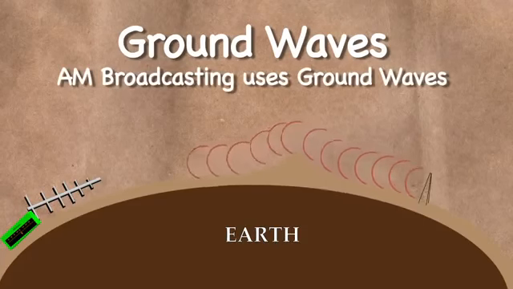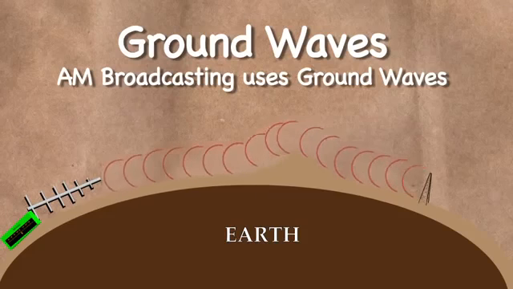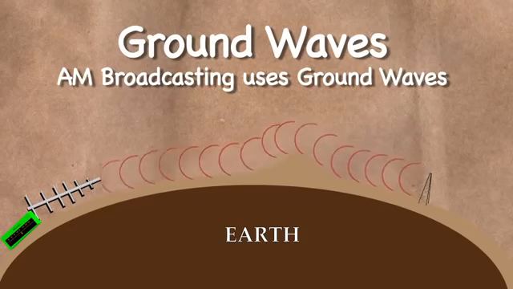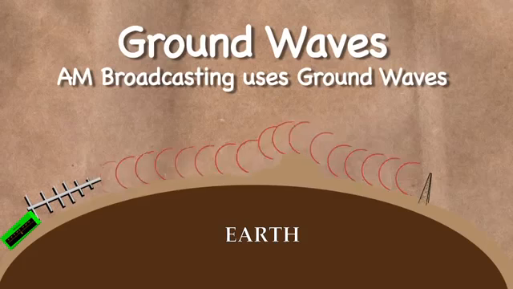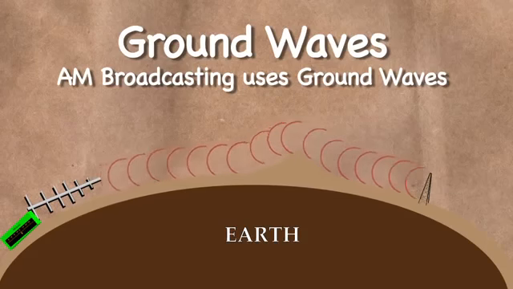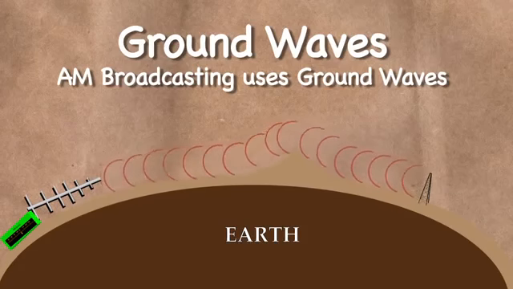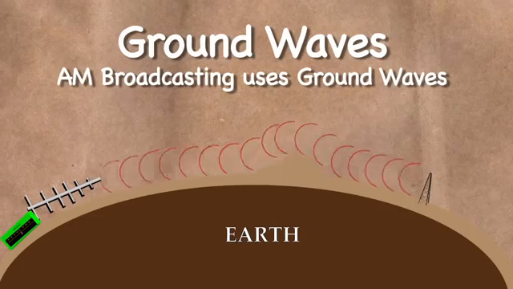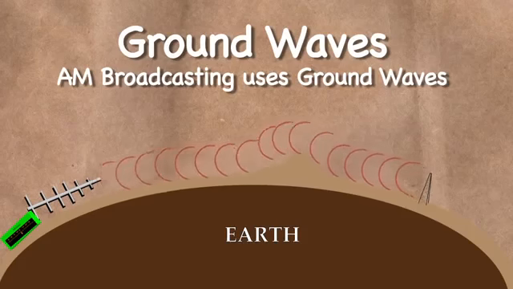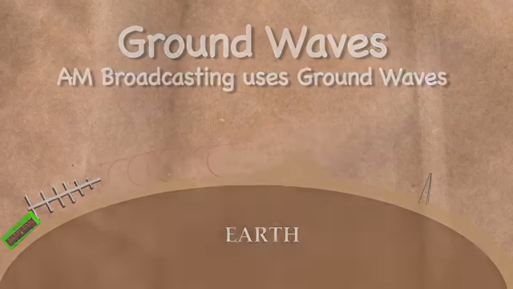Surface waves, also called ground waves, are in effect for AM broadcasting. This is where the radio waves follow the curvature of the Earth and are capable of traveling great distances. This only works with low-frequency radio waves, up to about 3 megahertz.